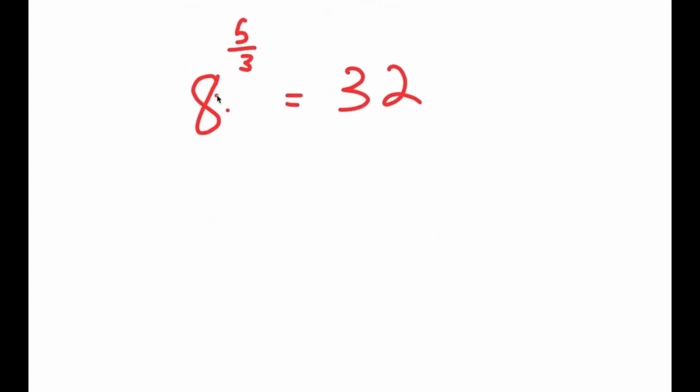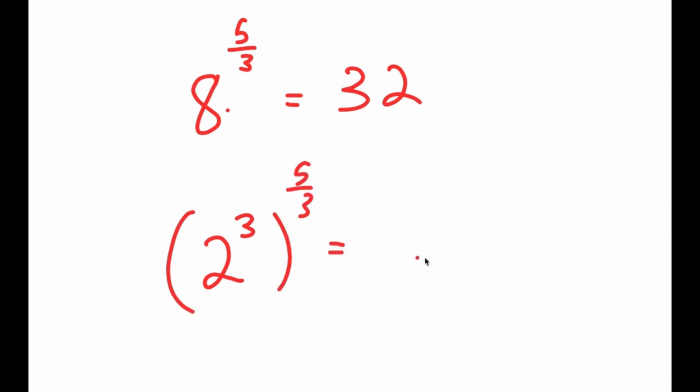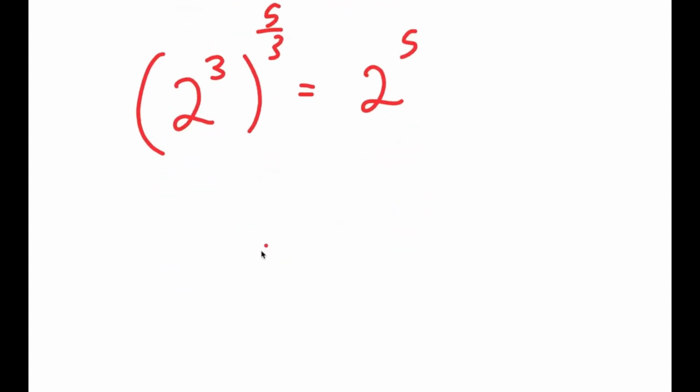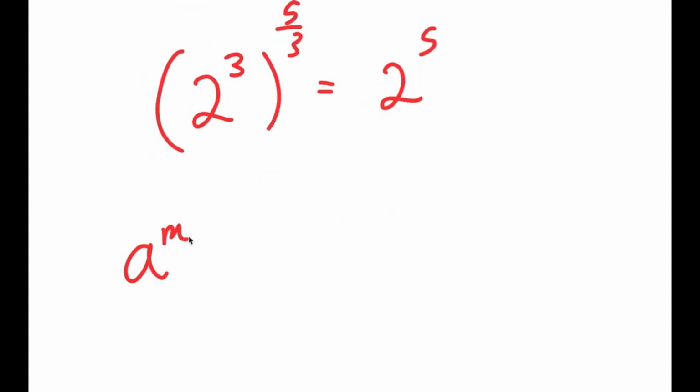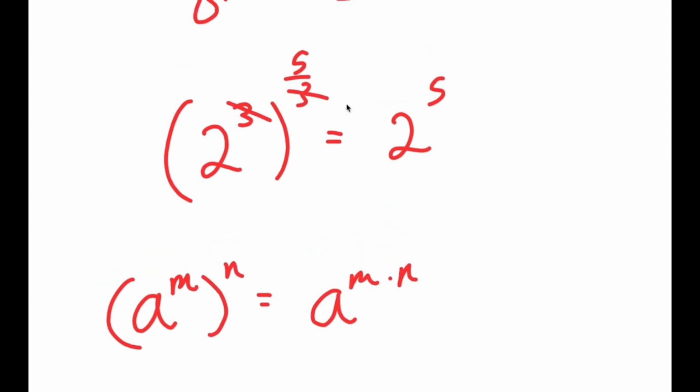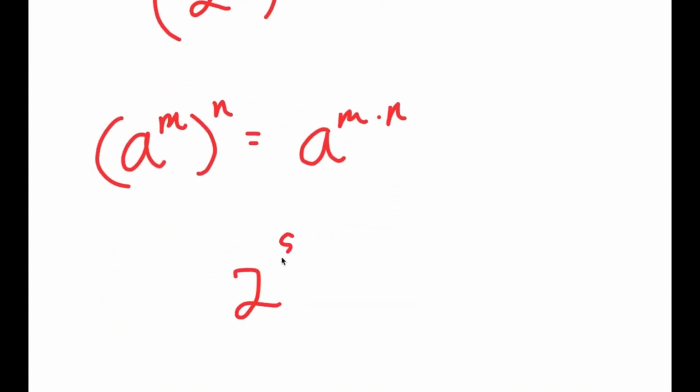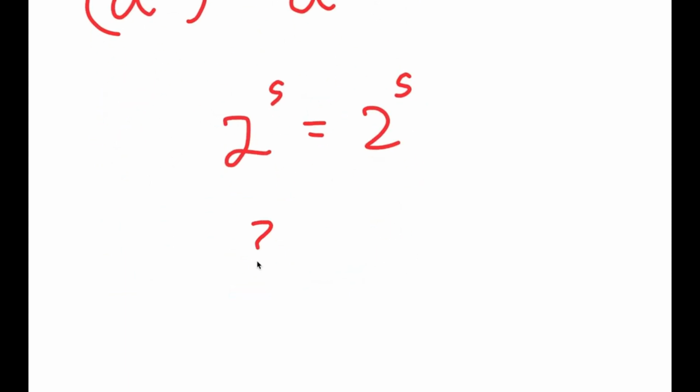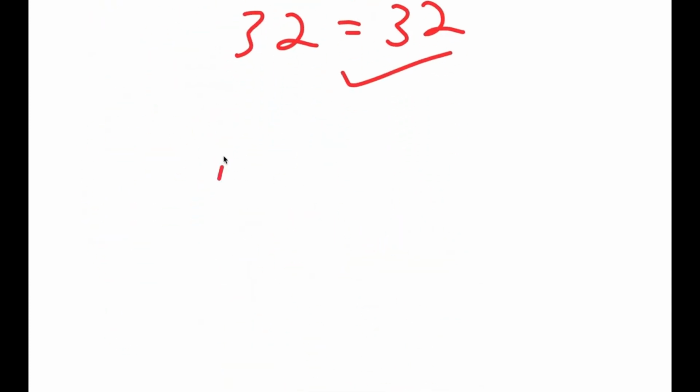Now, 8 is the same thing as 2 to the power of 3. So I get 2 to the power of 3 to the power of 5 over 3 is equal to 32, and 32 is the same thing as 2 to the power of 5. And if I have something in the form a to the power of m to the power of n, this is equal to a to the power of m times n. So these two 3's cancel out, and I get 2 to the power 5 is equal to 2 to the power 5, or 32 is equal to 32. This is right.